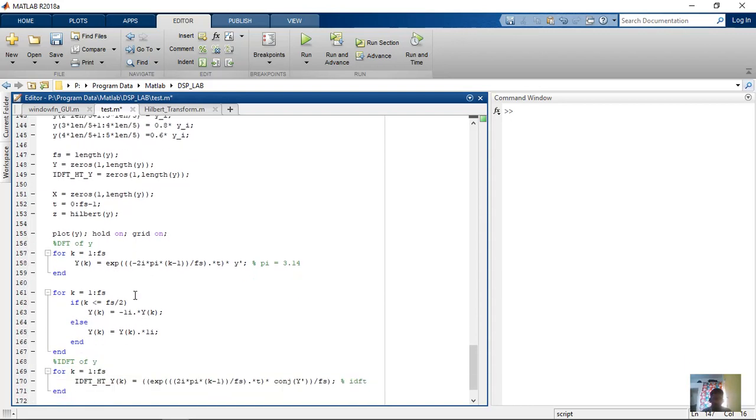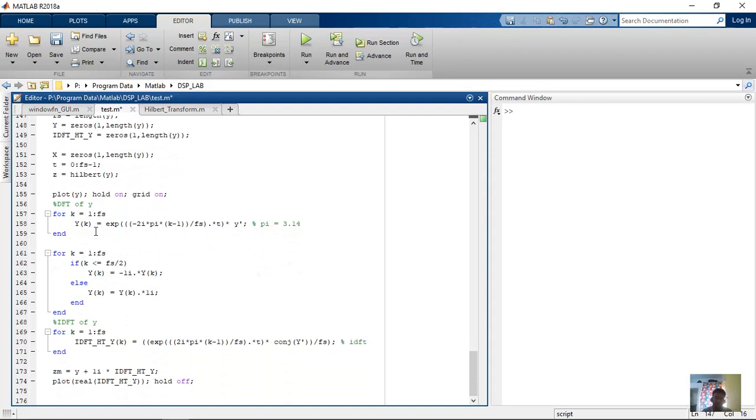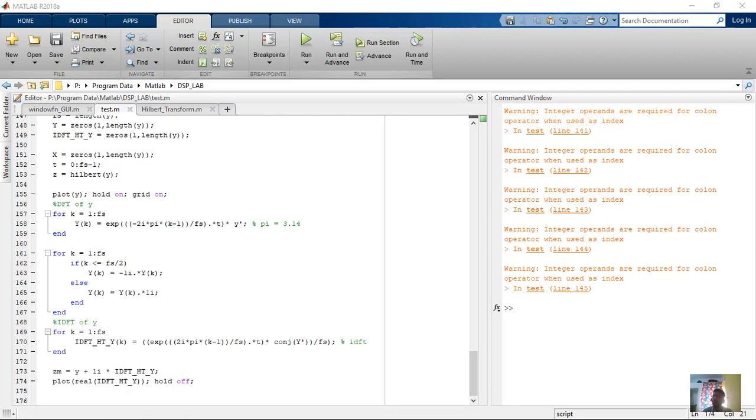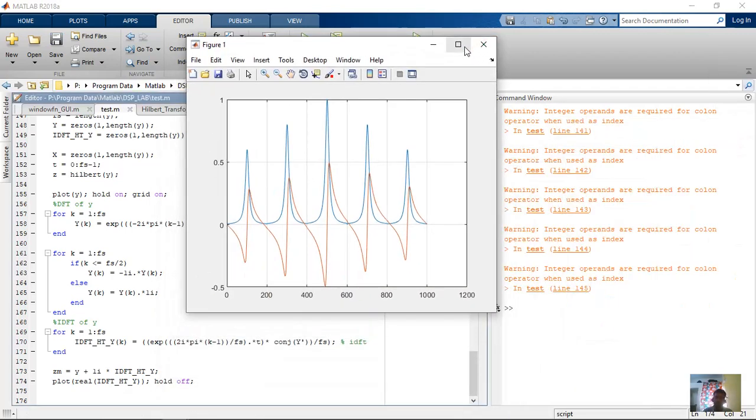So here again the same procedure. We'll be finding the frequency domain, Hilbert transform, then here the inverse. Then we'll be plotting the real part of the signal to see whether at every 0 crossing of the Hilbert transform we have the peak or not. So let's see. Let's run the function. So this is our function.